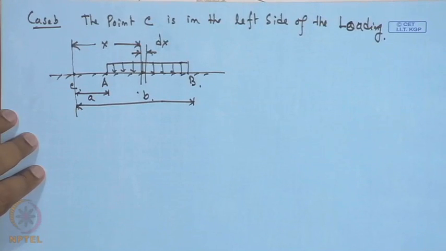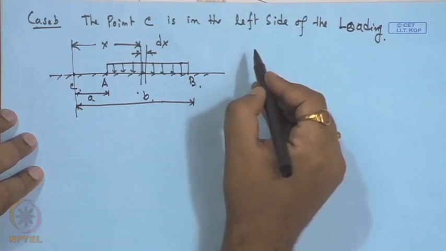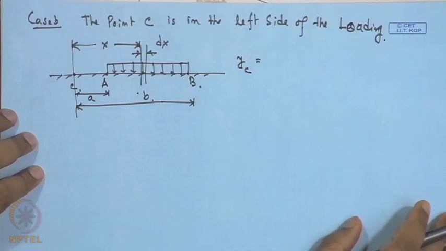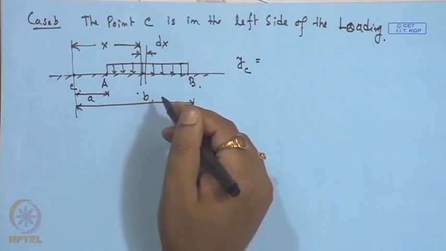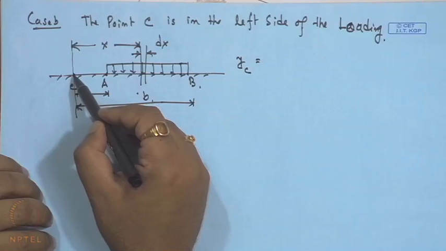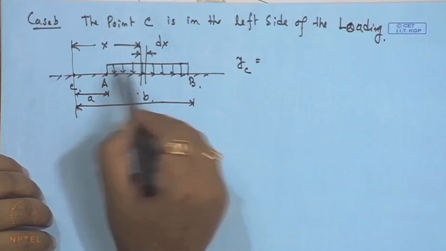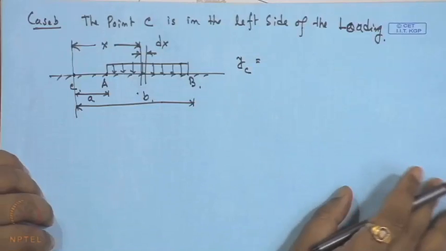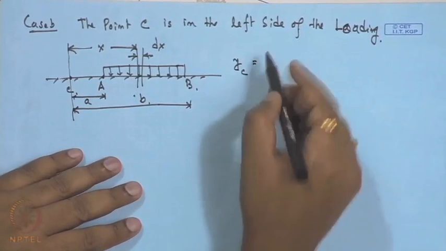So, here we can get the y c, the deflection of the C point, because we have taken three conditions of the C point. One, if the C is within the loaded region; C is on the left side of the loaded region; and C is on the right side of the loaded region. So, this is the deflection of the C point.